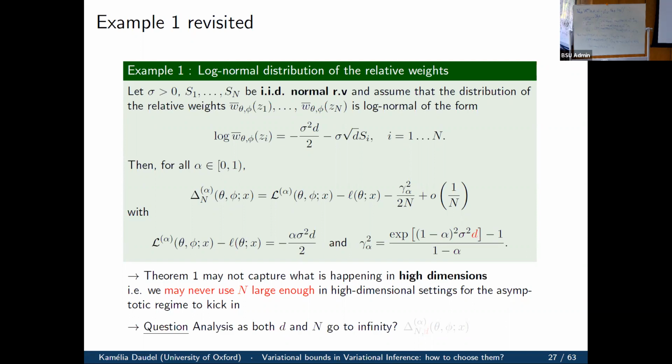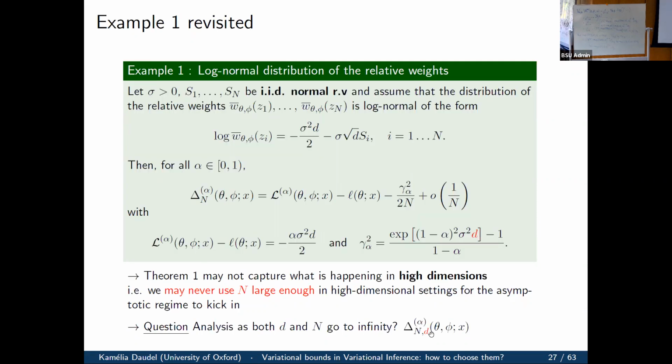So, realizing this, we were like, okay, what if we try to analyze our variational gap as both d and n go to infinity? Theorem 1 was assuming n goes to infinity with d fixed. Let's see if we can get some sort of asymptotic result as both d and n go to infinity. And I'm going to indicate this by now having a dependency on d in my variational gap.